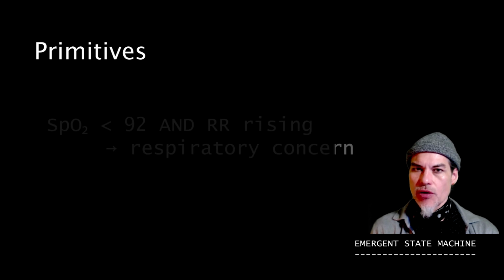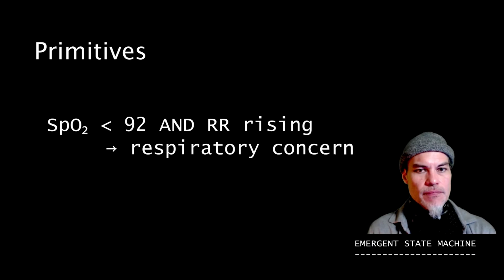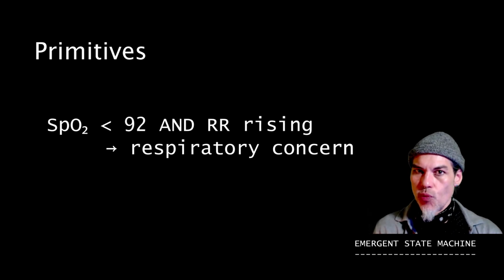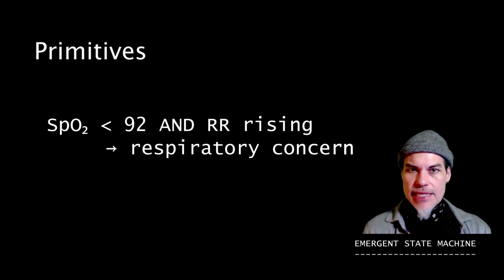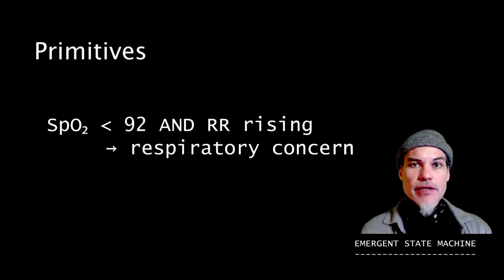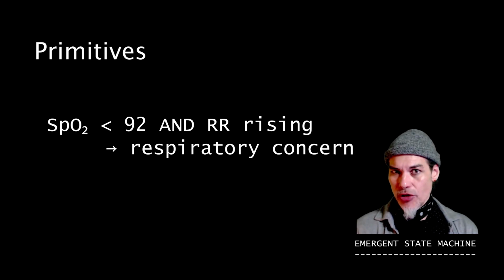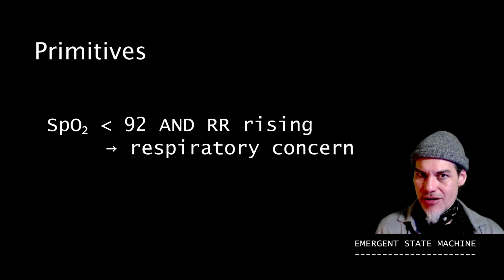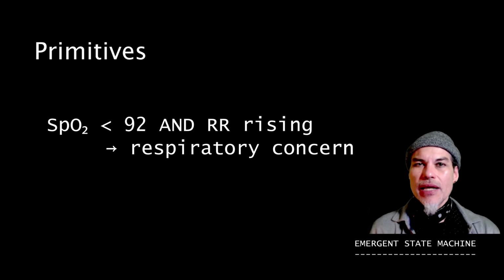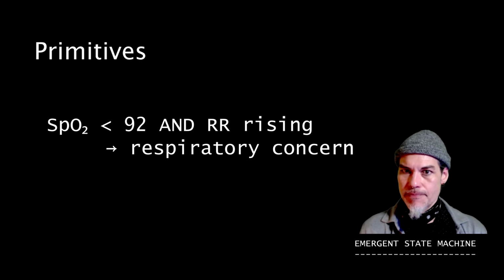In this architecture, the rules that interpret signals are called primitives. A primitive is a structured rule that monitors signals and decides when a concern should be raised. In clinical ESM systems, primitives are defined and validated by clinicians. Technologies like machine learning or generative AI may be used to identify candidate patterns in clinical data. But clinicians determine which primitives are meaningful and safe.